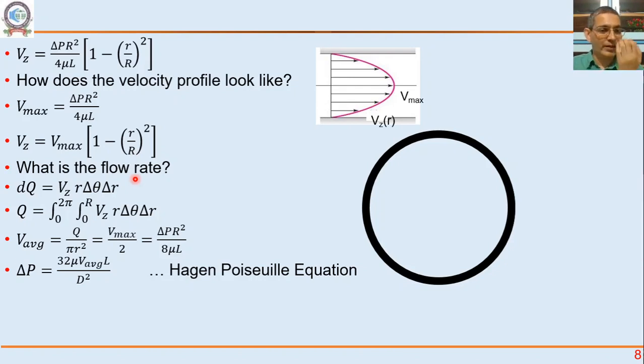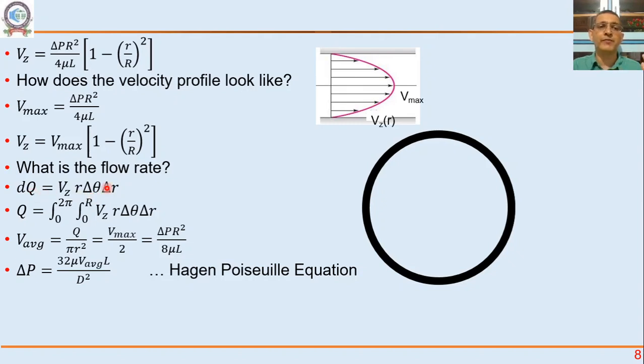How do I get flow rate? Flow rate, if I take a differential element, is Vz multiplied by the area perpendicular to Vz. Recall from previous lectures, the area perpendicular to Vz is r delta theta delta r. That is in one such differential element.